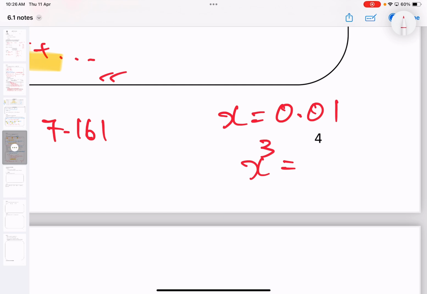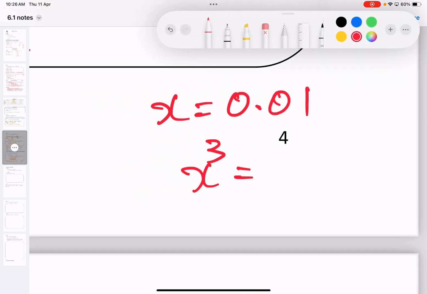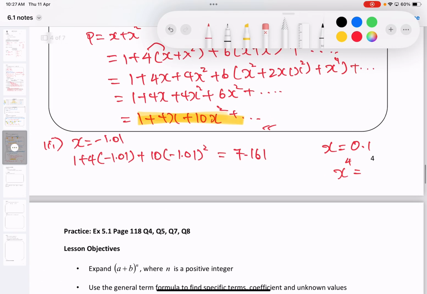I'll give you another example of why we can ignore the power of 4, even if the number is not so small. Say it's 0.1. If I raise it to the power of 4, what do you get? 0.1 to the power of 4 gives you 0.0001. So the only time we can ignore a term and do an estimation is if the number is less than 1.